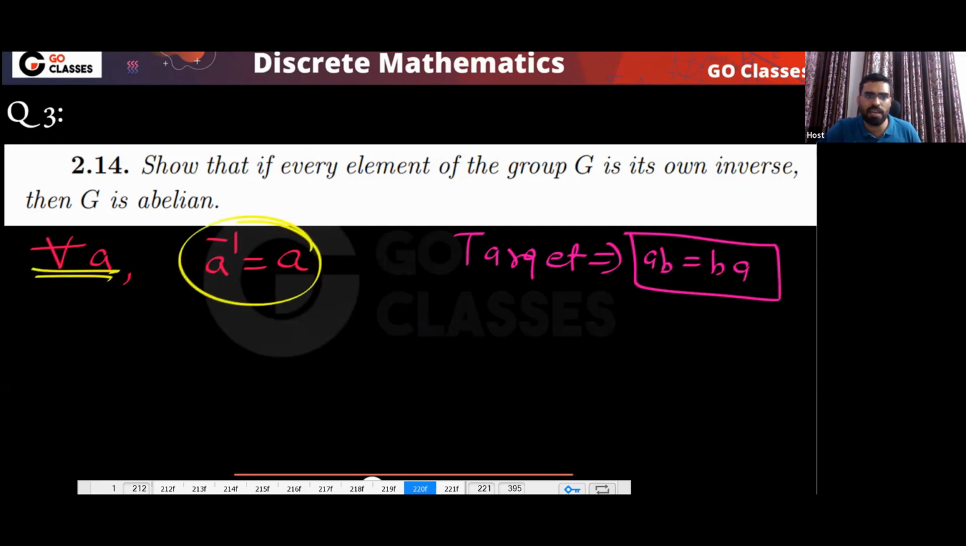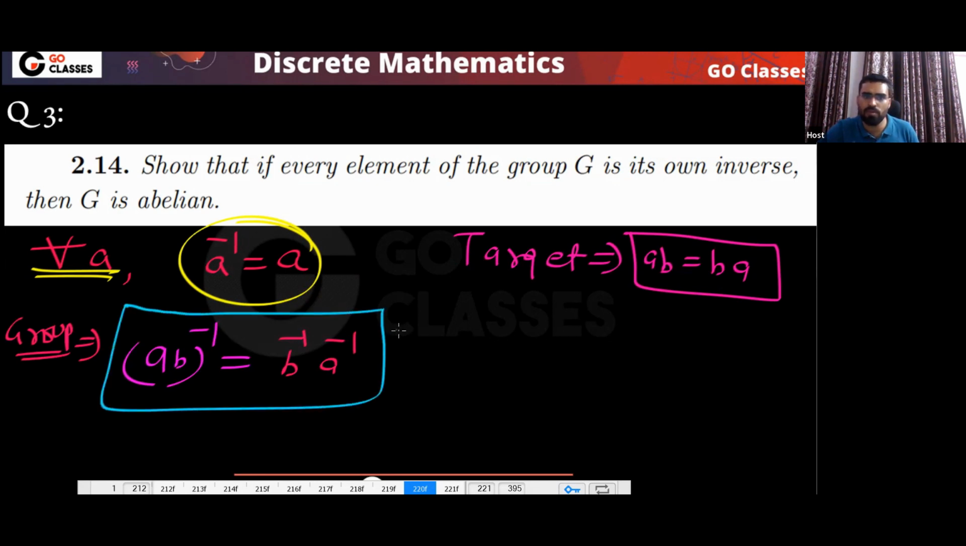Remember, for every element, A inverse is equal to A. And our target is AB equal to BA. This is actually very simple. You can apply this property. In any group, what will be AB inverse? AB inverse will be B inverse, A inverse. This happens in every group.